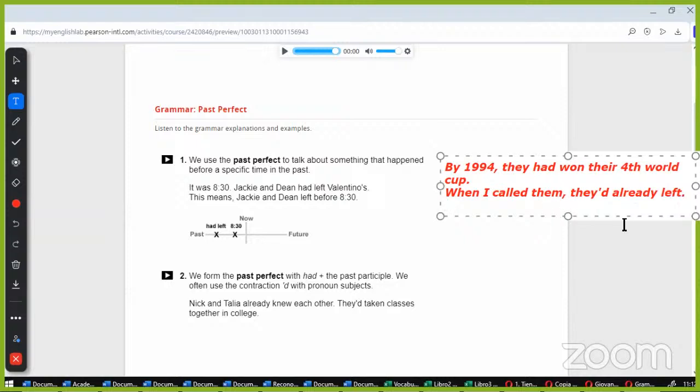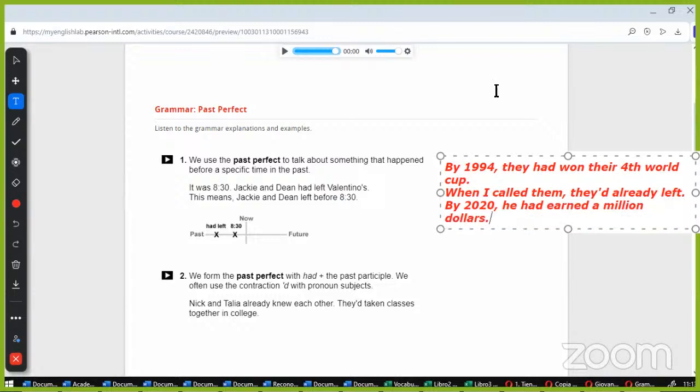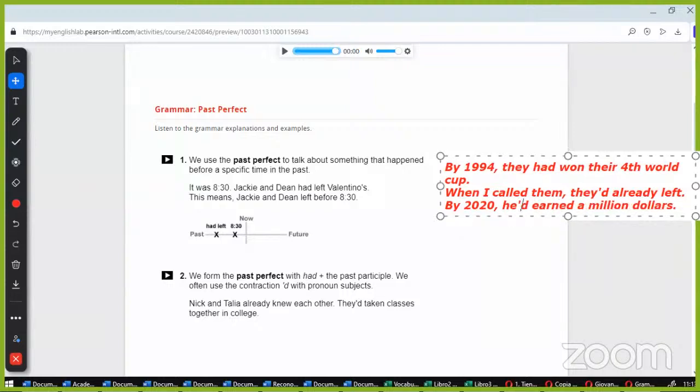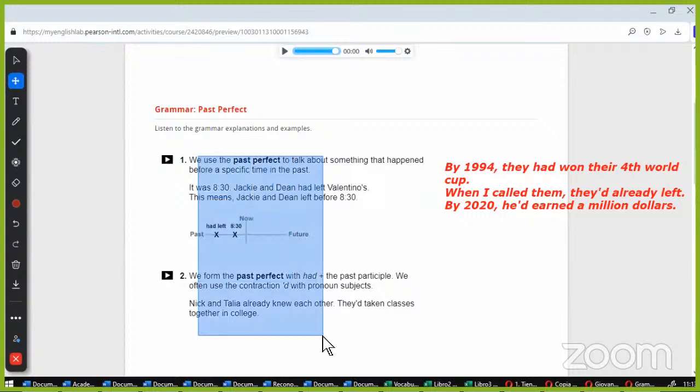So you're talking about something that happened before a specific time in the past. By 2020, he had earned $1 million. And we can also use the contraction 'd, like here. He'd earned. I don't know if there's any question, maybe.